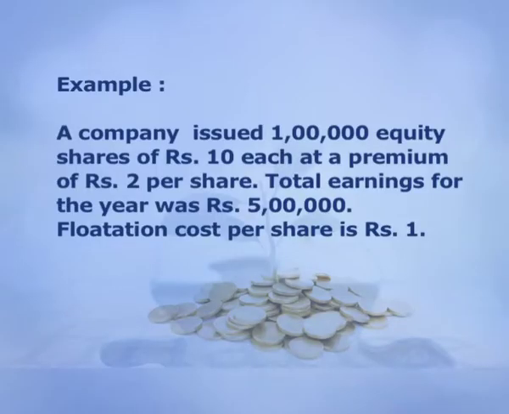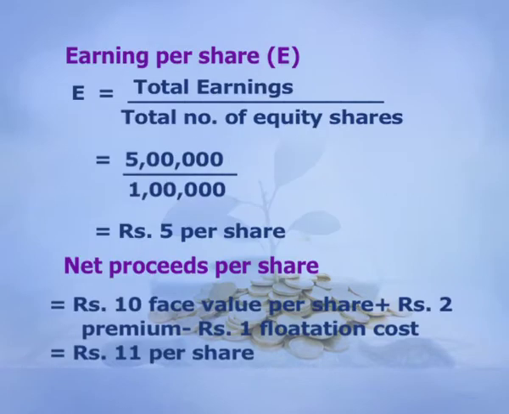Let us understand calculation of cost of equity under earning price approach with the help of an example. A company issued 1 lakh equity shares of rupees 10 each at a premium of rupees 2 per share. Total earnings for the year was rupees 5 lakh. Flotation cost per share is rupees 1. For calculating the cost of equity under this approach, let us first calculate earnings per share and net proceeds per share. Earnings per share capital E is equals to total earnings divided by total number of equity shares, which is equals to 5 lakhs divided by 1 lakh, which is further equals to rupees 5 per share.